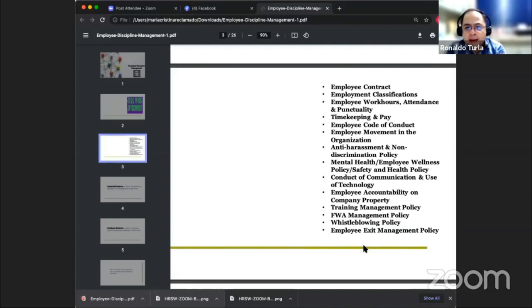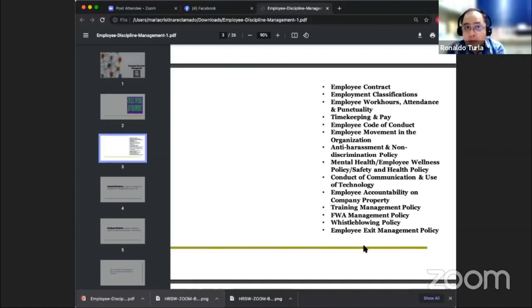Of course, anti-harassment and non-discrimination policy. Importante rin that you put it in your list of policies to write for HR, because of course all of these things can possibly happen, and it's very important that HR is prepared to have policies in place that will cater or at least answer certain situations, no, na might come to the attention of HR.